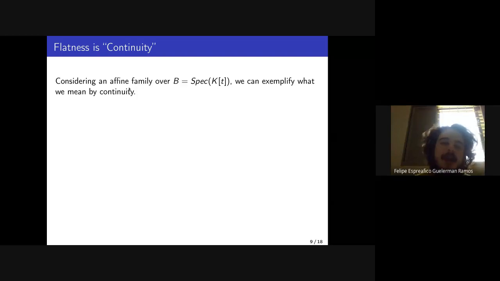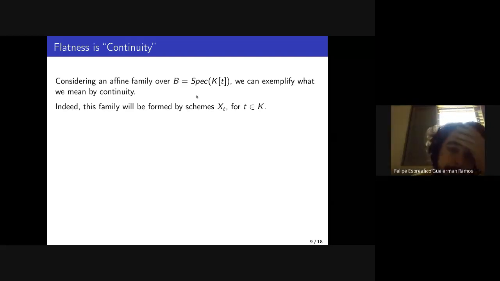So now we are going to consider some families over this base space, Spec of k[t], this parameter space. This is just some affine line, but this is good for making some good examples. So first, what is a family over this space? It is just some schemes X_t for t in k, because of what this space is.